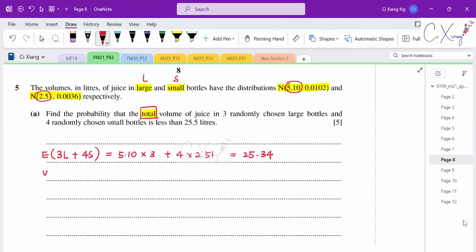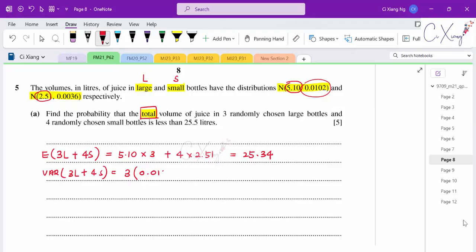Okay, then we also need to calculate the variance. Again, when I write 3L and 4S here, basically I know that it is L plus L plus L plus L plus L plus L and also S plus S plus S plus S, 4S, okay? So to calculate the variance, it should be 3 multiplied with the variance of L. So what's the variance of L here?